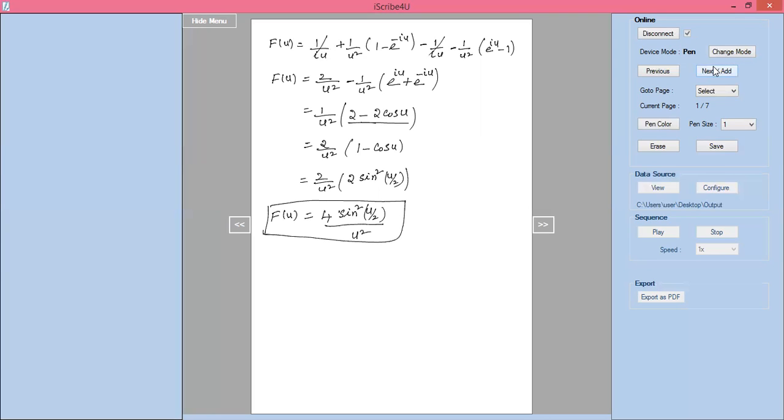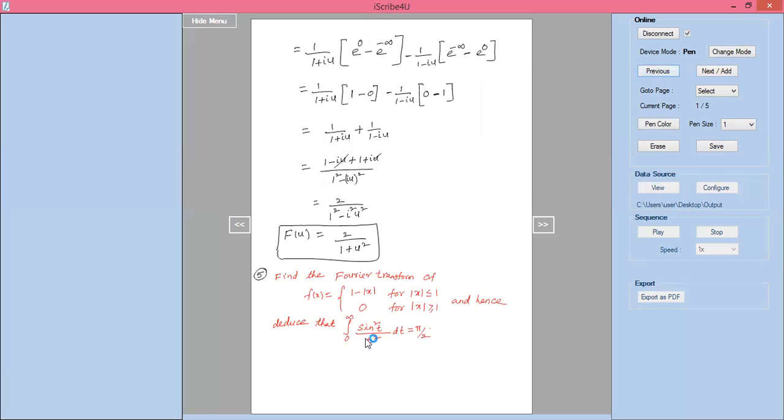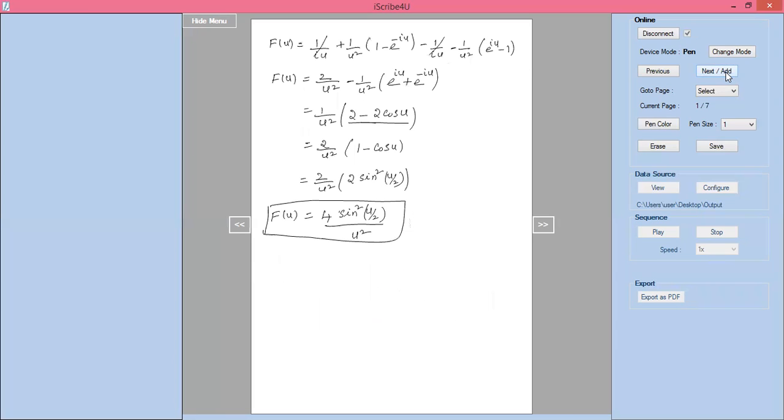Now, in the problem they ask us to evaluate the integration from 0 to infinity of sine square t divided by t square. To evaluate this, we have to use the inverse formula. How do we use the inverse formula? The Fourier inverse formula.